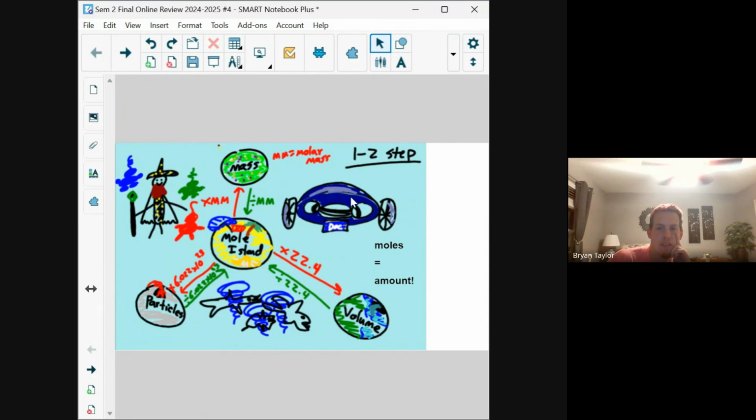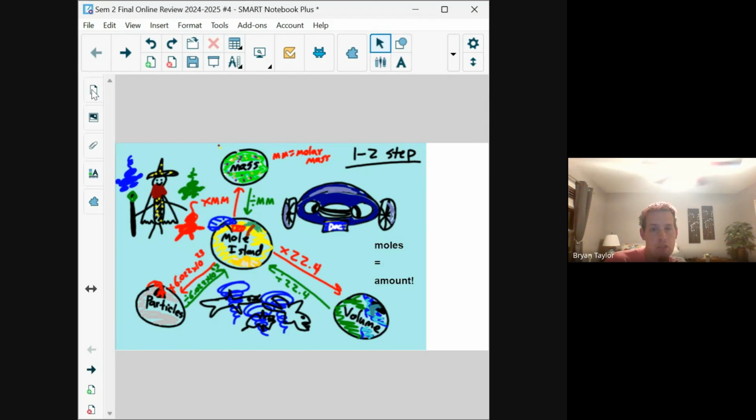With this, if you're going away from Mole Island, you're going to multiply. And that should make sense. 1 mole versus 2 moles: 2 moles should weigh more, 2 moles should have more particles, 2 moles should take up more space. So that's why we're multiplying going away. We're dividing going in. Again, I have Mole Islands if you need. You can use yours, of course, but I do have extra.